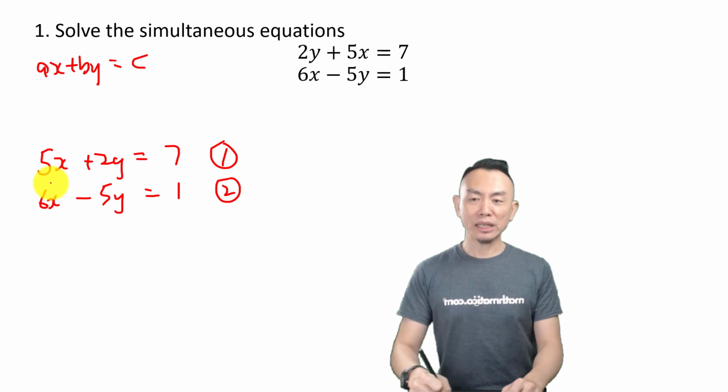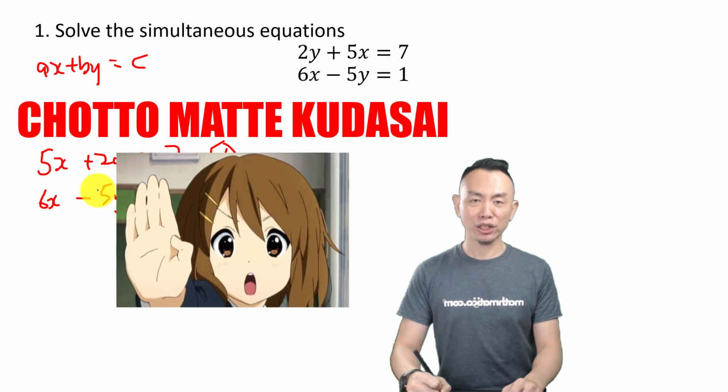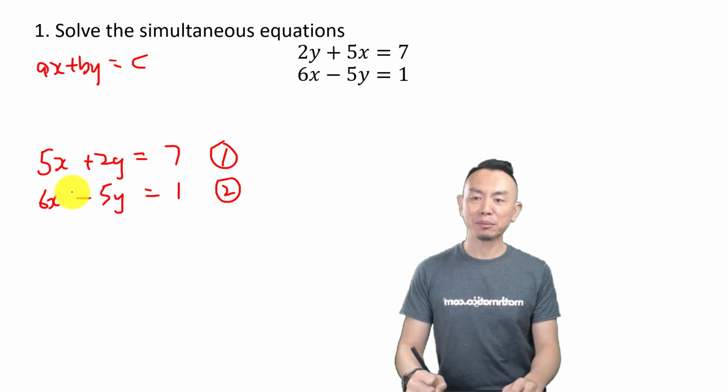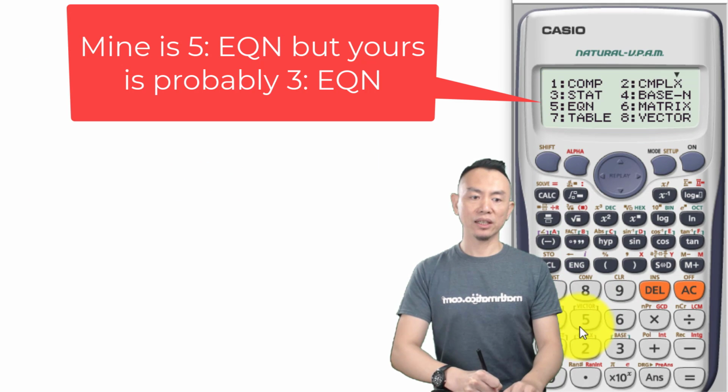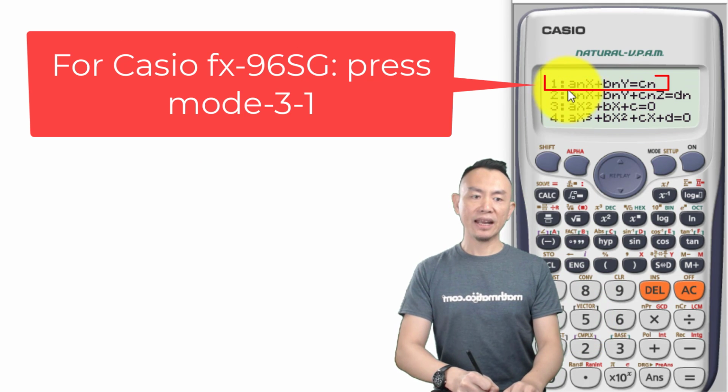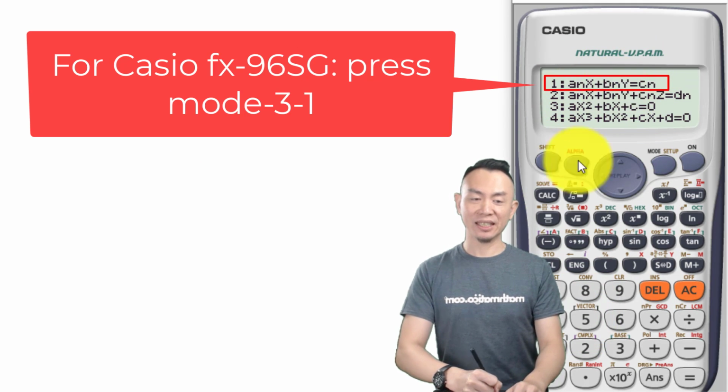So the first thing I'm going to do is not to carry on doing the elimination or substitution method, but I'm going to take out a calculator. In your calculator, there's the equation mode. So you see equation over here. And the first one, ax plus by equals to c.